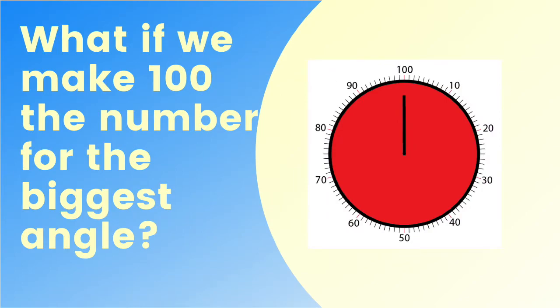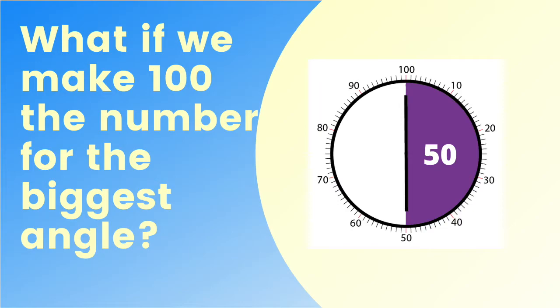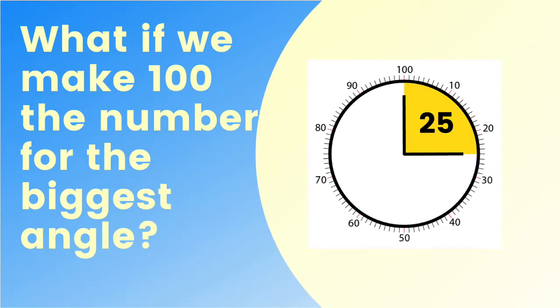Well, let's try 100 and see how that works. If the whole circle is 100, half the circle would be half of 100, which is 50, and 1/4 of the circle would be 1/4 of 100, which is 25. How about 1/3 of the circle? 1/3 of 100 is 33 1/3. That's inconvenient. It would be nicer if we could avoid fractions.